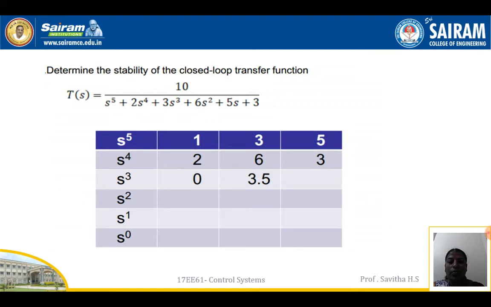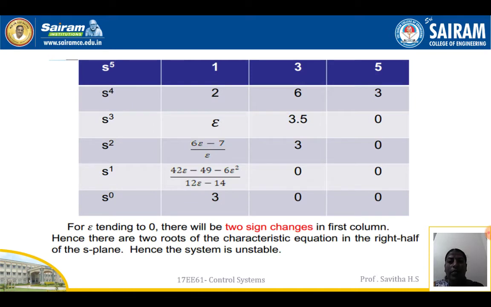So for s to the power of 3, if we calculate 2 into 3 minus 1 into 6 divided by 2, we're getting 0. The second value we'll get is 3.5. Now I'm replacing that 0 value by epsilon, and continuing the calculation. So the s cube row will be epsilon, 3.5, and s square is (6 epsilon minus 7) divided by epsilon, and 3, and s to the power of 1 is (42 epsilon minus 49 minus 6 epsilon square) divided by (12 epsilon minus 14), and s naught is 3.